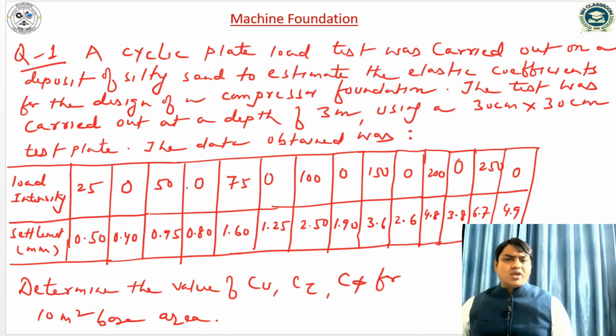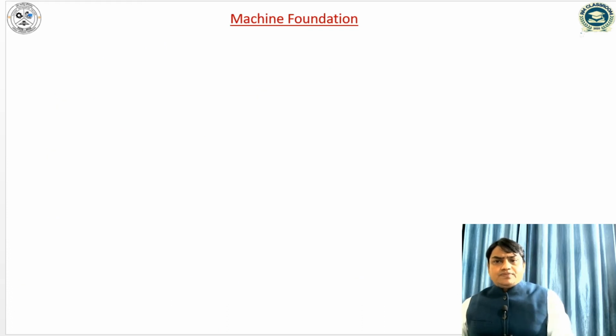As I told you, the increment of loading intensity will be constant. Here we can see that the increment is 25, once again 25, 25. We have measured the settlement. So determine the value of Cu, C tau, C psi for a base area of 10 meter square. Firstly, I will compute the elastic settlement and load intensity.